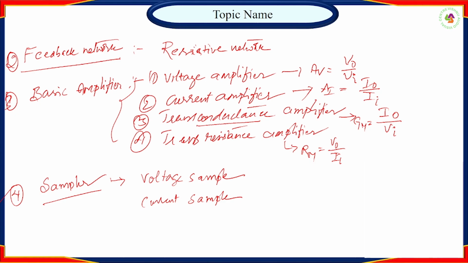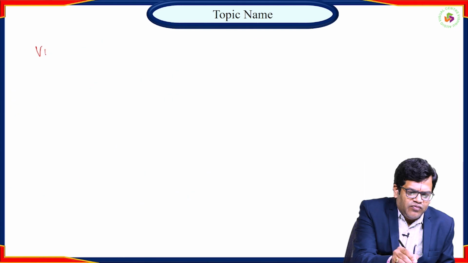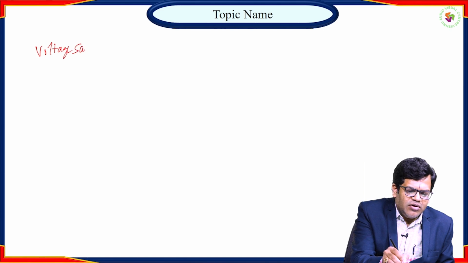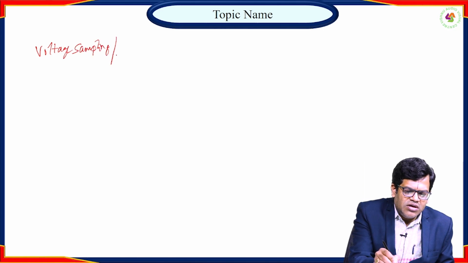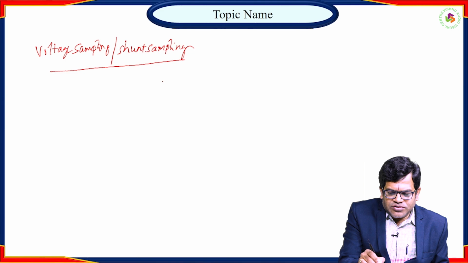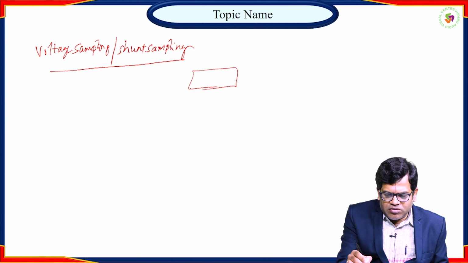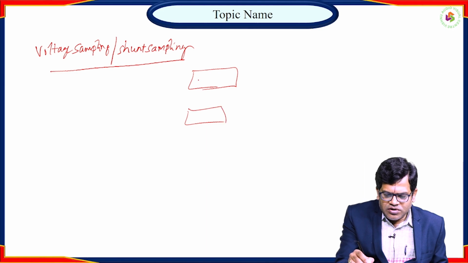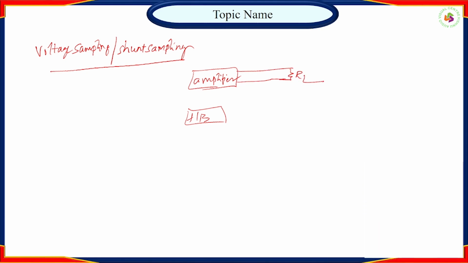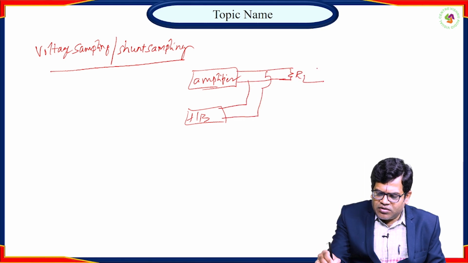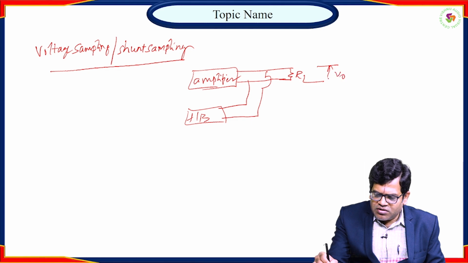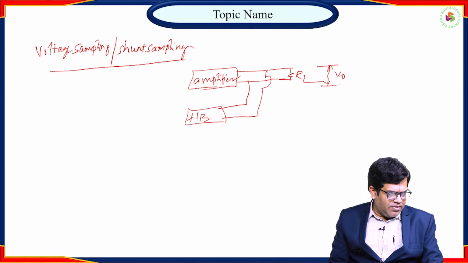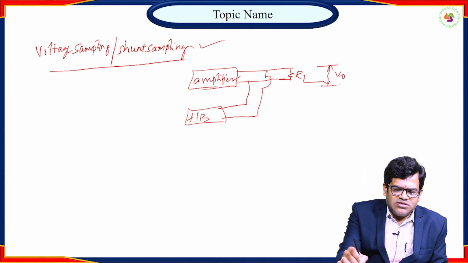So if voltage is being sampled, it is called voltage sampling or shunt sampling, right? So the circuit looks like this. This is the amplifier and this is the feedback network. This is the load. This kind of representation will be considered with respect to the voltage sampling. This is also called shunt sampling.